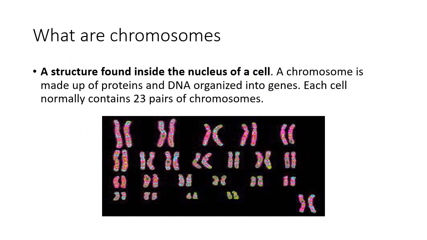What are chromosomes? A chromosome is a structure found within the nucleus of the cell. A chromosome is made up of protein and DNA organized into genes. Each cell normally contains 23 pairs of chromosomes.